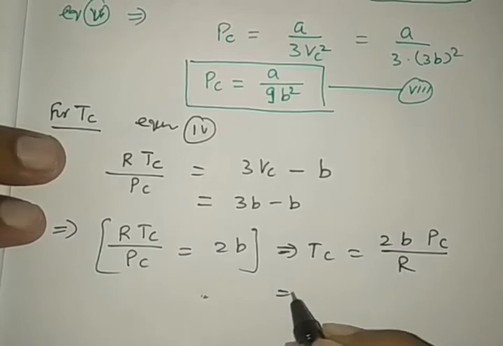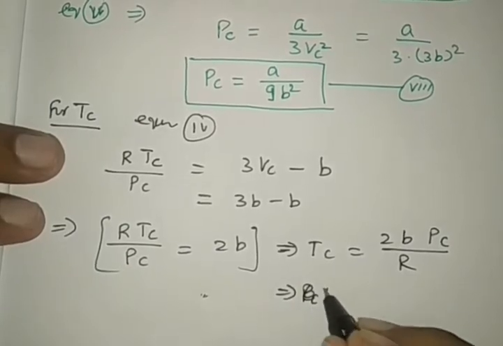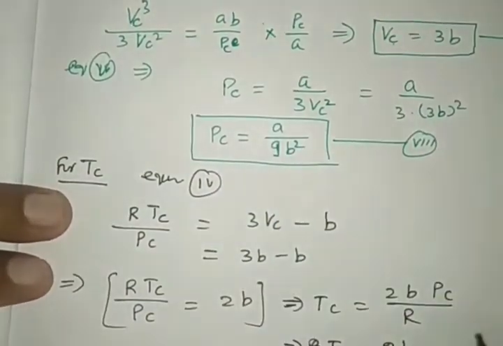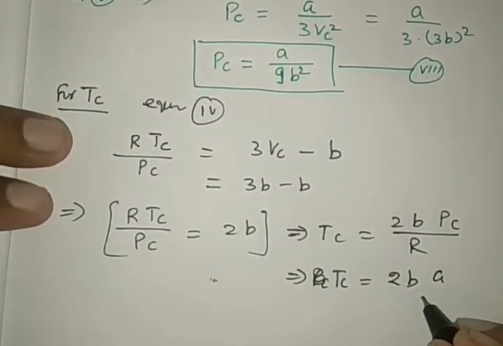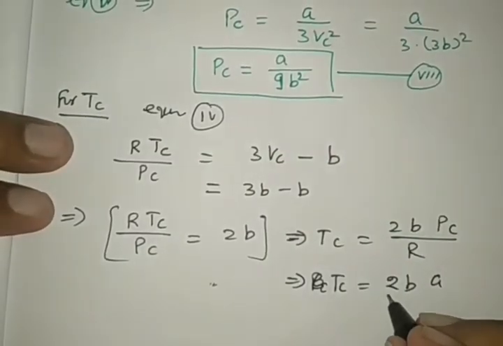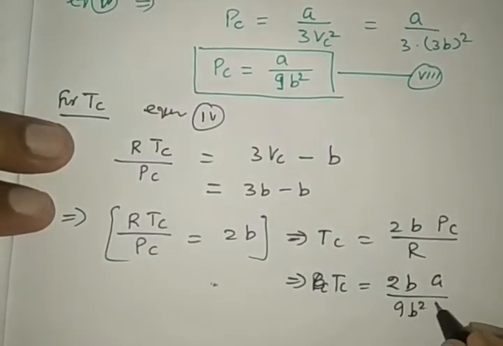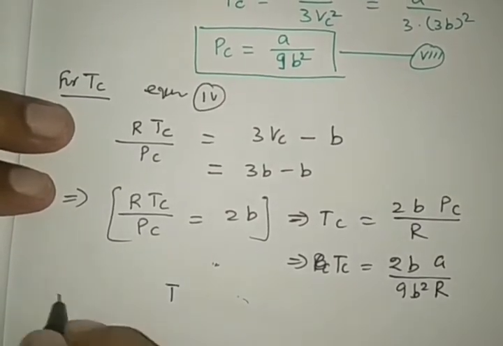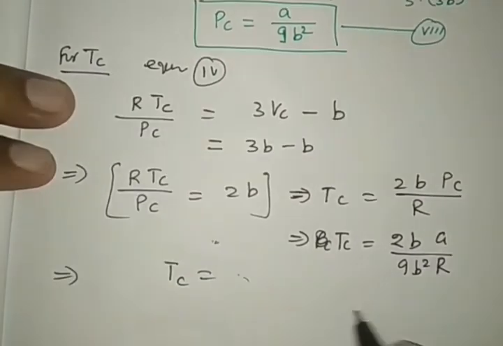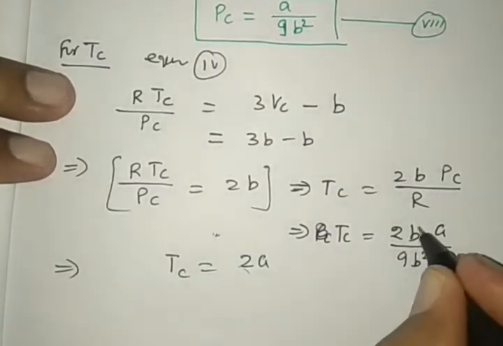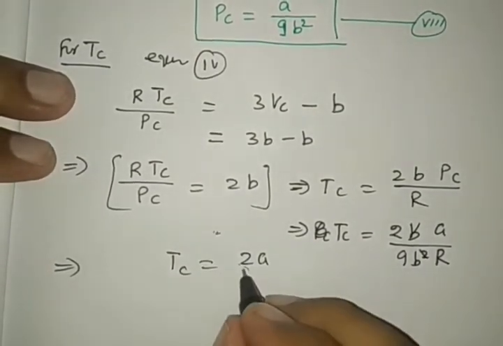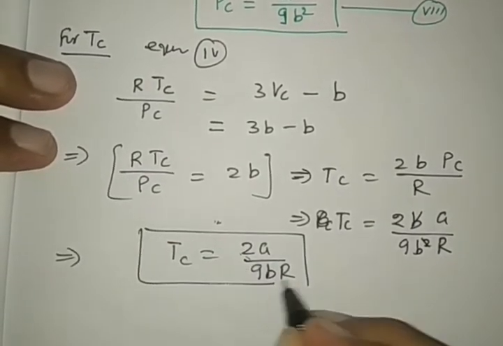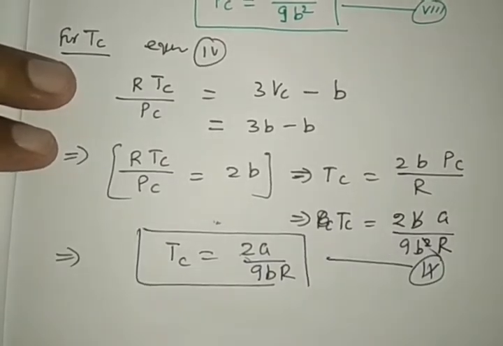Now see, Tc is equal to 2B, critical pressure is what? A by 9B square, divided by R. So what does Tc become? B cancels one. So above it is 2A by 9BR. See this equation number 9.